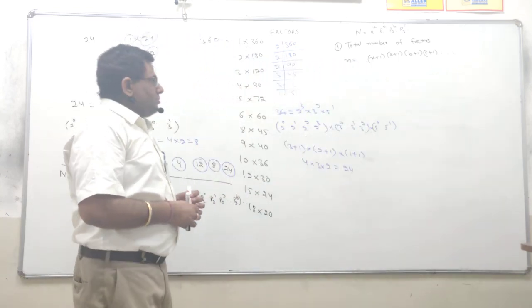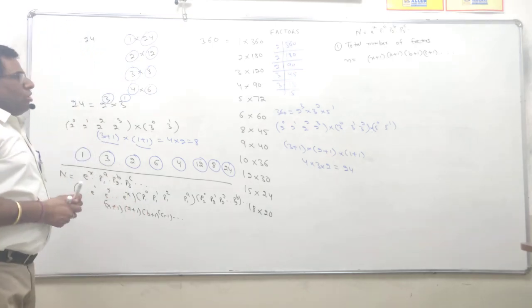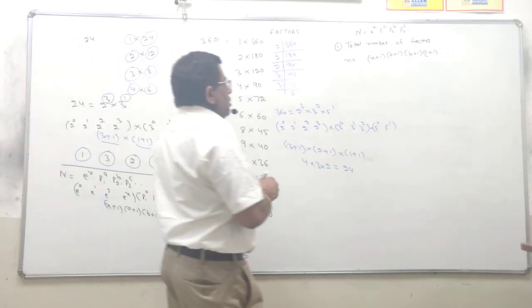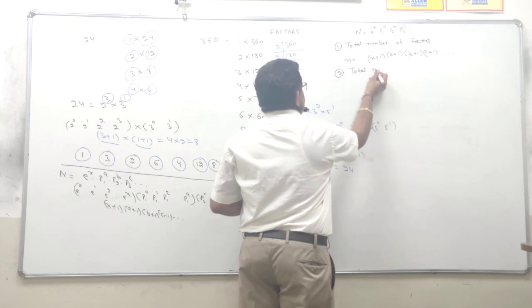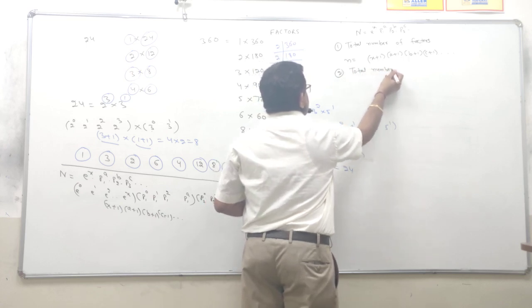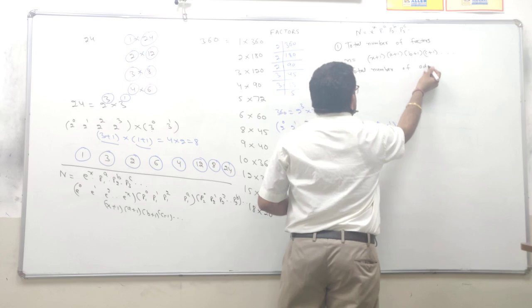Okay. The next type of problem is: how do you find the total number of odd factors?